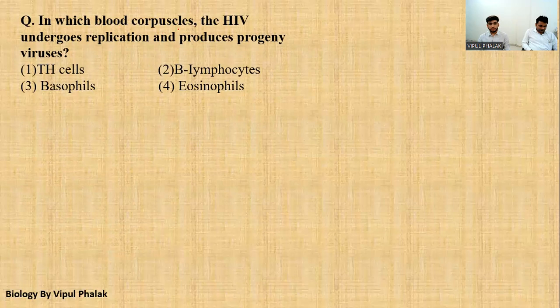Next question. In which blood corpuscles the HIV undergoes replication and produces progeny viruses? This is also a straightforward question from Human Health and Diseases. You have to remember that HIV undergoes replication in TH cells or T helper cells.